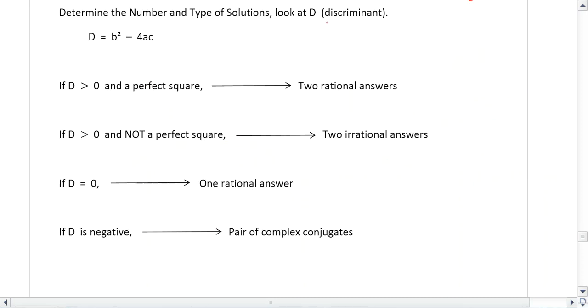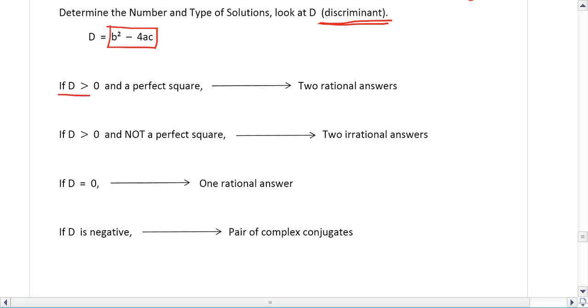First, we need to define a term here. The term is discriminant. Simply put, the discriminant is the part of the quadratic formula that is under the radical sign. So the discriminant is this, b squared minus 4ac. We just pull out that small part because what happens under that radical determines how many and what kind of answers we get. So let's discuss this discriminant.